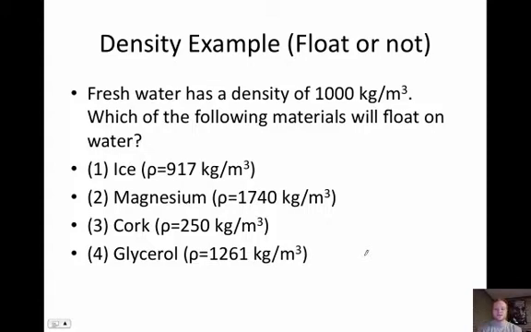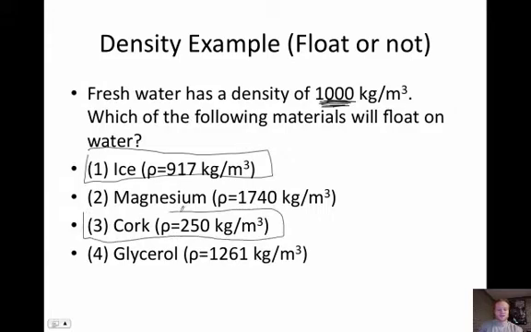So it says fresh water has a density of 1,000 kilograms per meter cubed. Which of the following materials will float on water? Well, basically, you're looking for any material that is less than 1,000 kilograms per meter cubed. So as I go through these, would ice float? Absolutely. And that makes sense if you ever have a soda and you have ice in it, the ice is on top, right? Would magnesium float? Density of 1,740? No, it's more than 1,000. Would cork float? Yes, it would, because it is less than 1,000 kilograms per meter cubed. And then glycerol would not float because it's more than 1,000. So it's basically, is it more than 1,000 or less than 1,000? If it's less, it floats. If it's more, it sinks.